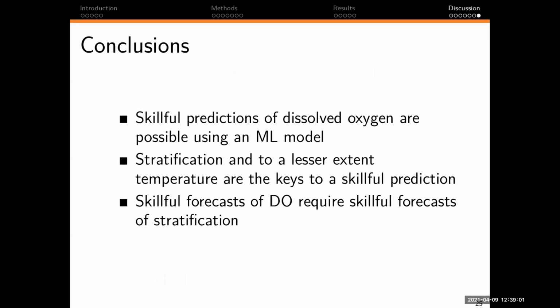So some final points then. In general, in Chesapeake Bay, we can get skillful predictions of dissolved oxygen using the machine learning model. And the stratification and, to a lesser extent, the water temperature are the keys to getting a skillful prediction from this model. If we wanted to forecast the dissolved oxygen rather than just predicting it at the present time, we would really need to have skillful forecasts of stratification.